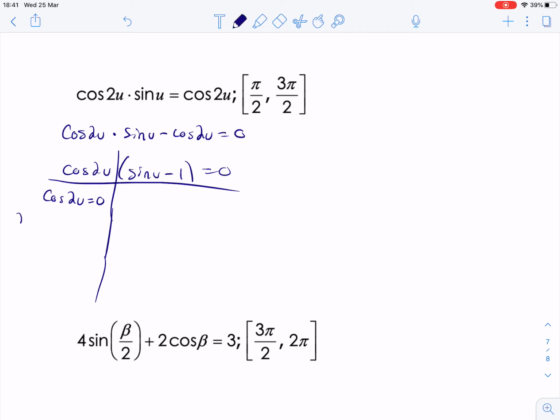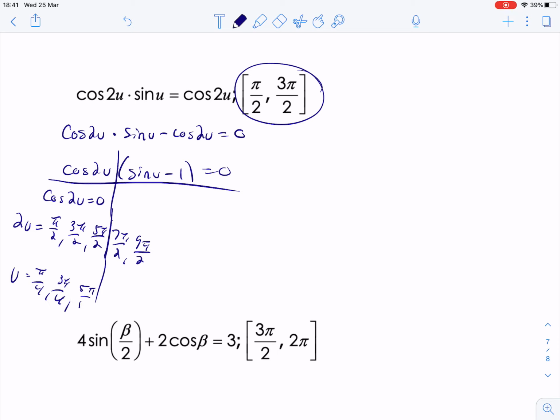But we got to make sure the final things are in these quadrants. So we're in second and third quadrant. So 2u can equal pi over 2, 3 pi over 2. So let's just say hypothetically we're going to infinity, 5 pi over 2, 7 pi over 2, 9 pi over 2. And then when we're finding u, we divide by 2. So it's going to be pi over 4, 3 pi over 4, 5 pi over 4, 7 pi over 4. Yeah, 7 pi over 4 is out of the second and third quadrant.